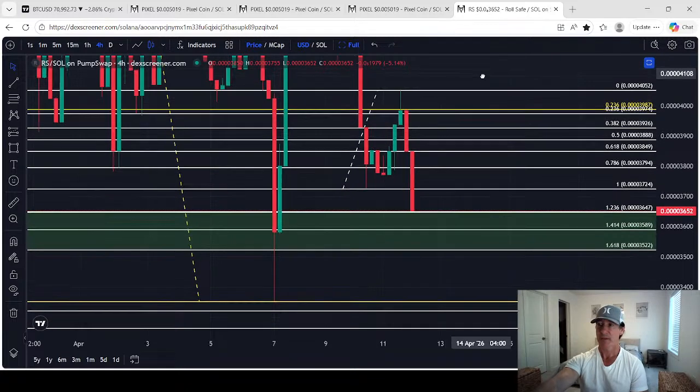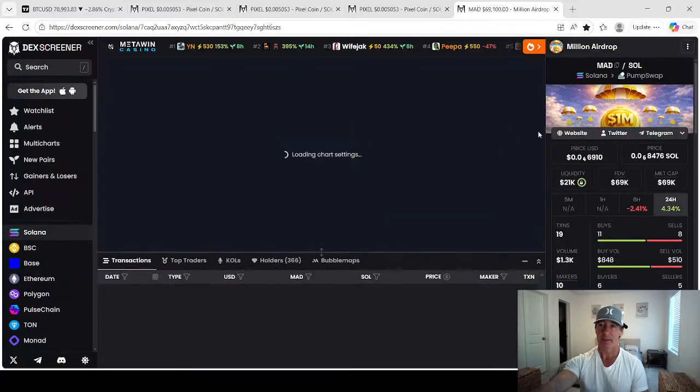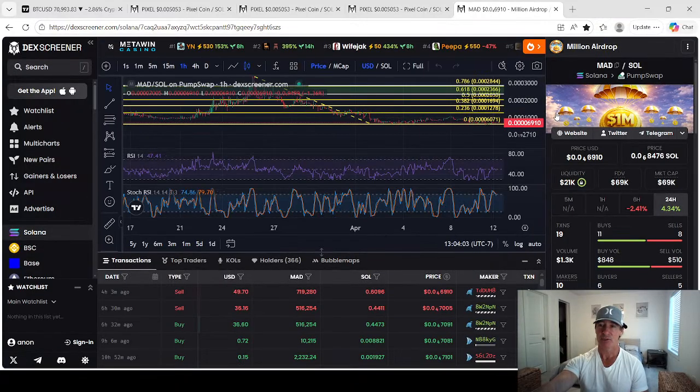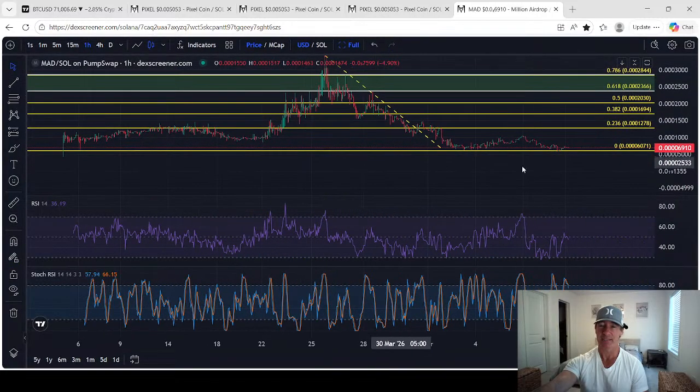Okay, so I can come back to that in a little bit and see if we find support and start to bounce. Let's go and look at the next one. Looking at MAD. Basically, this $1 million airdrop challenge. If you can hold 10 million tokens for 365 days, you'll get a share of $1 million.